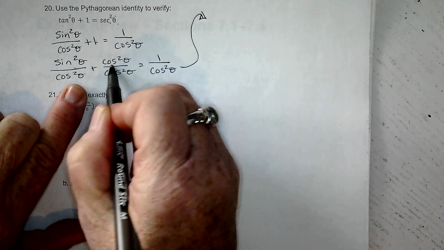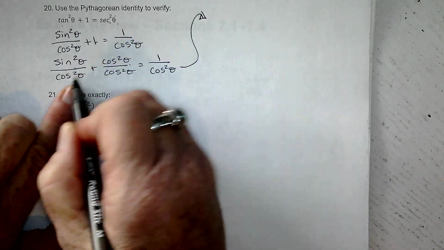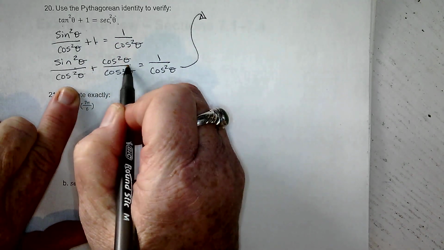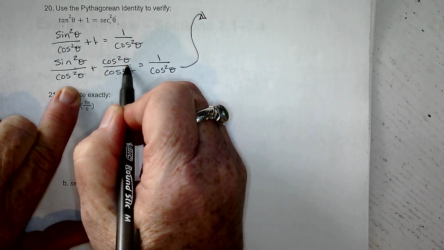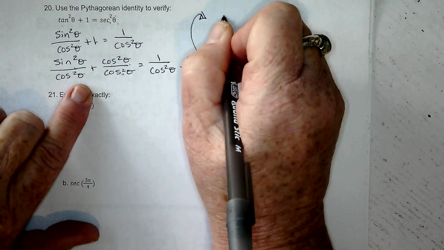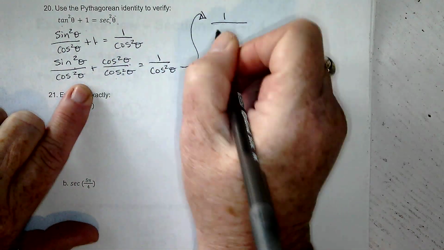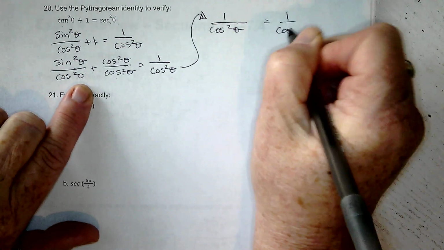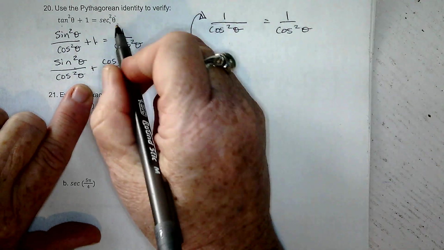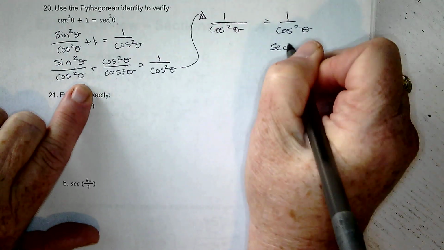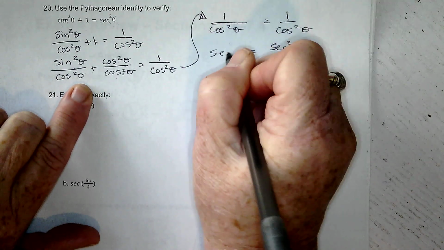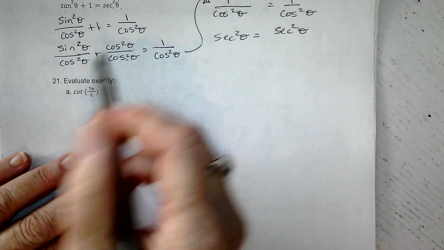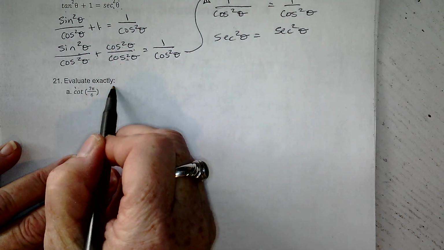Sine squared theta plus cosine squared theta. Because these are the same denominators, I can add them. Sine squared theta plus cosine squared theta is equal to 1 because that is my Pythagorean identity. So 1 over cosine squared theta. And they are both equal to secant squared theta. Okay?